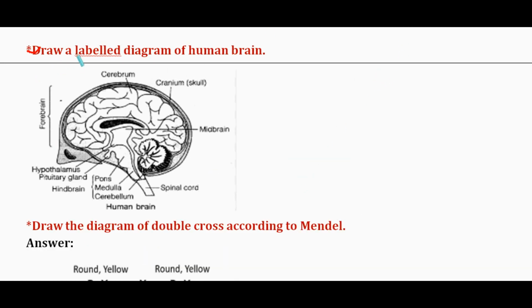The next is draw a labeled diagram of human brain. This is the diagram of human brain and it shows spinal cord, midbrain, cranium, cerebrum, forebrain, hypothalamus, pituitary gland, hindbrain, pons, medulla, cerebellum. And you have to practice it in your copy.